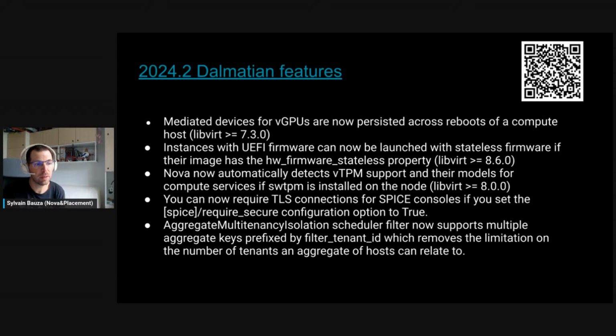Now you can provide multiple aggregate keys in the same aggregate. That removes the limitation of the number of tenants. Basically, when you are creating an aggregate and you want to use the specific filter, which was aggregate multi-tenancy isolation, you had a limit on the number of tenants. And now this is no longer a problem. Voilà, that's basically it for the features.